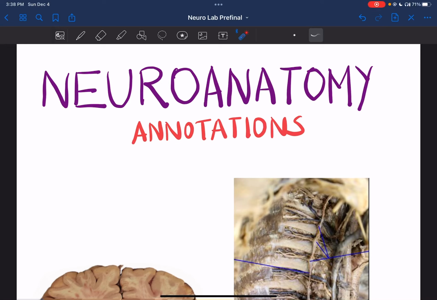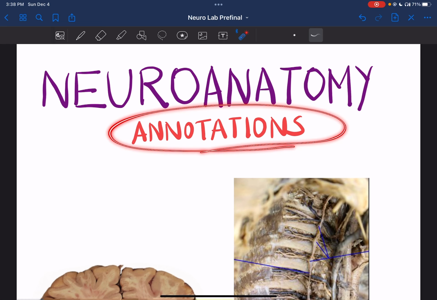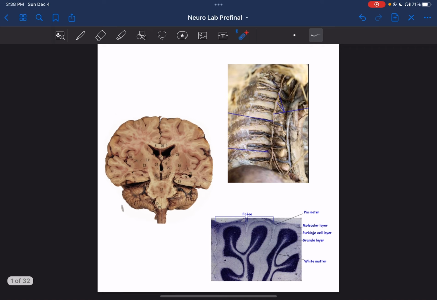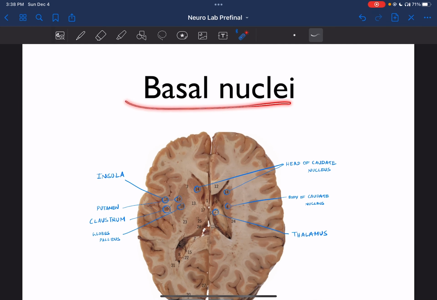In this video, we will be reviewing the entire pre-final coverage of Neuroanatomy lab. We will be doing that through the annotations I've made. So let's get started. First, let's look at basal nuclei and what are its components through these annotations.